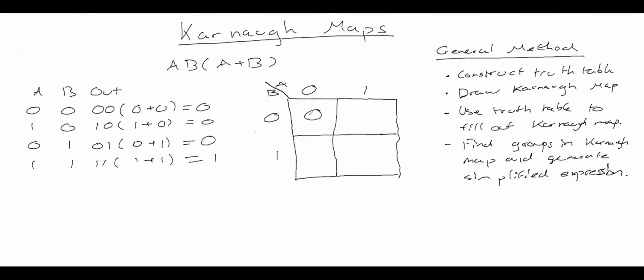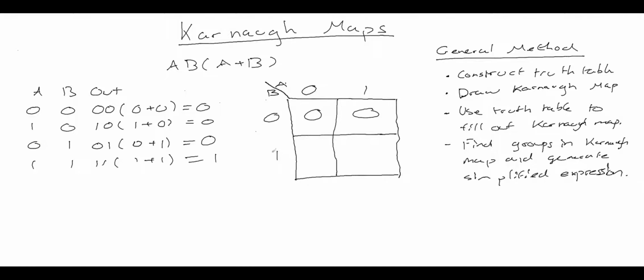What I then do is do the same thing for this cell. So my A input is 1 and my B input is 0. So in my truth table, when A is 1 and B is 0, the output is 0, so put a 0 in here. And the same goes for this cell down here.